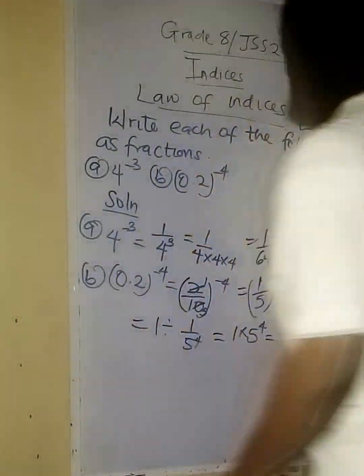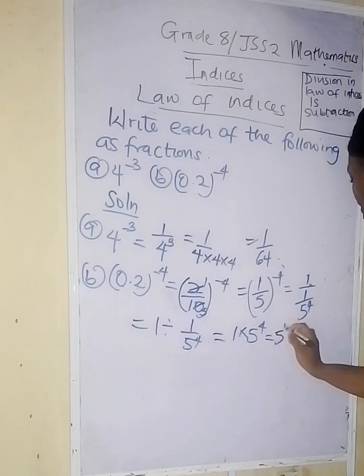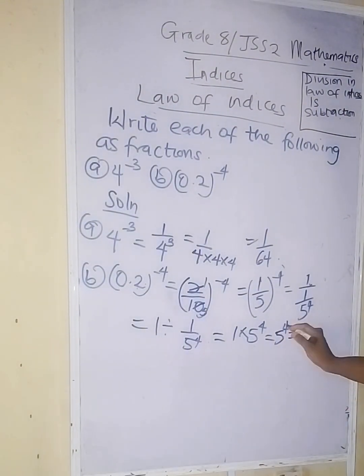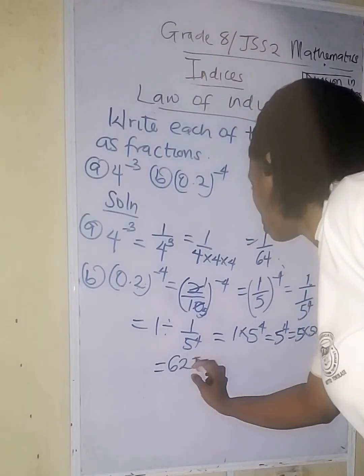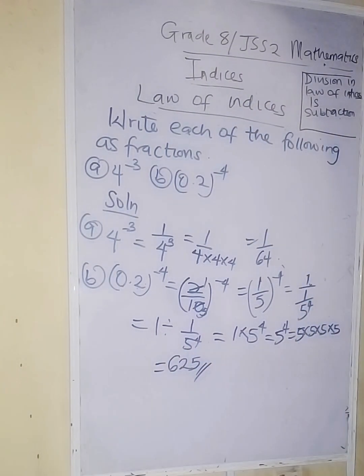Are you seeing it now? So this is 5 raised to power 4. And 5, we count 5 how many times? 4 times. 5 times 5 times 5 times 5. And when you multiply everything, you'll be getting 625. It's as simple as ABC.